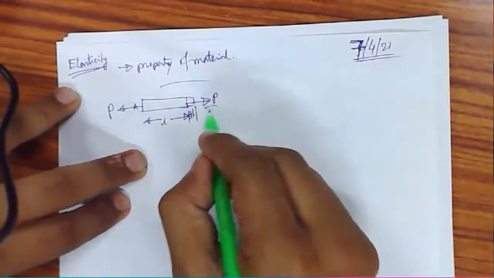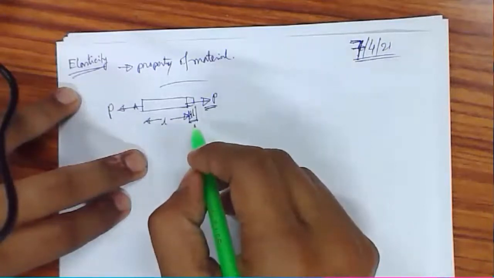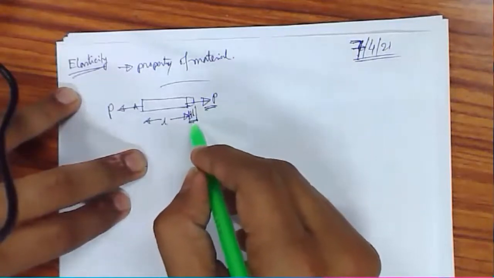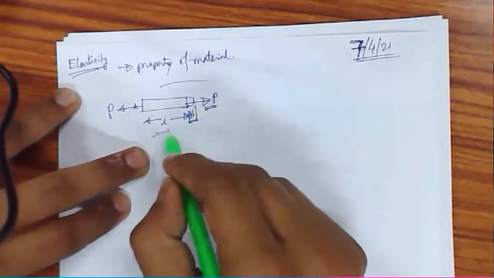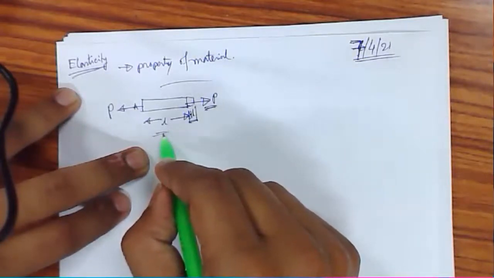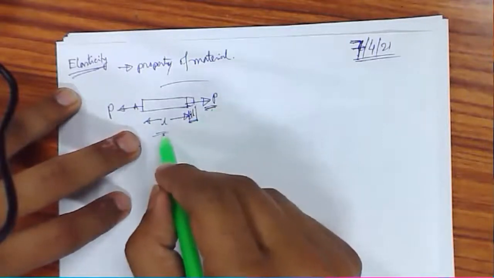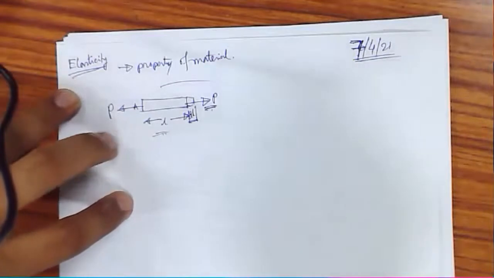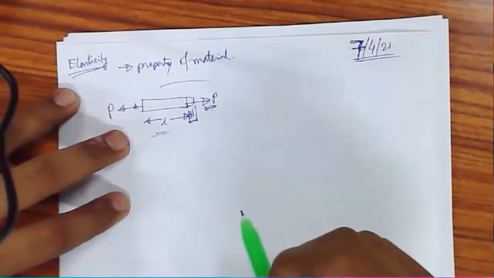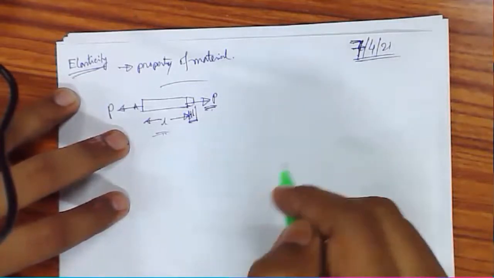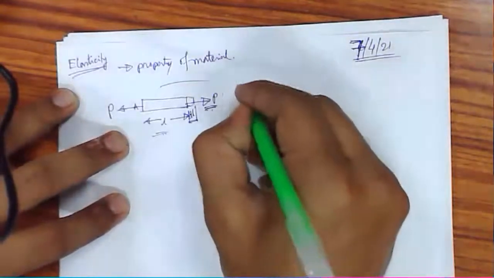So when we remove this load P, this elongation dl will vanish and it will come back to its original shape and size. Again, its length will change back to L. So after loading, it was L plus dl. When loading is removed, it again becomes L. This property by which the material or object comes back to its previous shape and size upon removal of loading is called elasticity, and the material will be called elastic material.